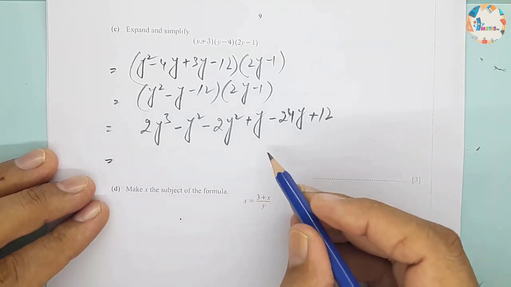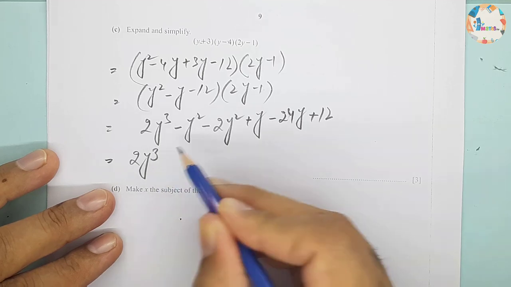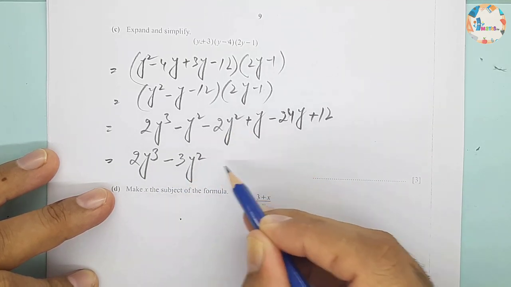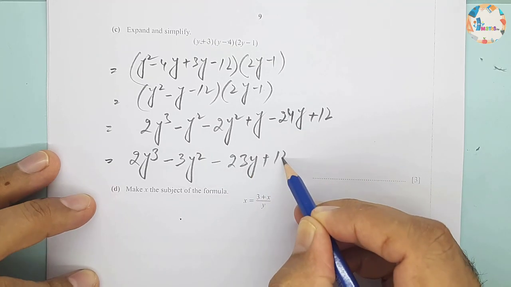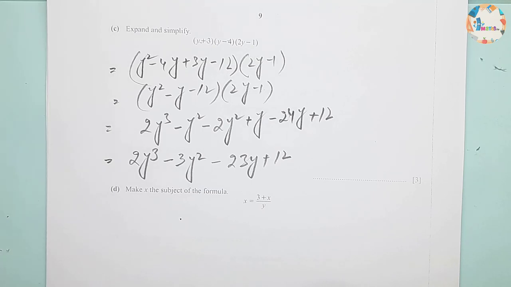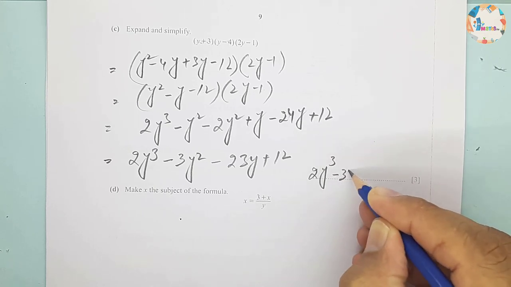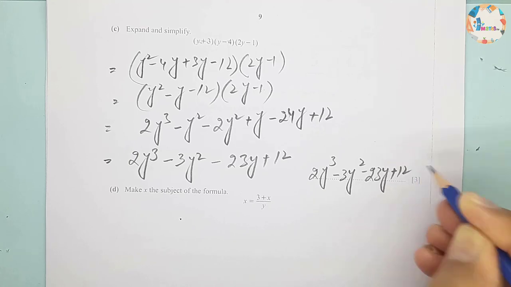Now we'll have to add the like terms, 2y cube only 1, and this is y square, so minus 3y square, and minus 23y plus 12, and this will be our final answer, which we can write over here: 2y cube minus 3y square minus 23y plus 12.